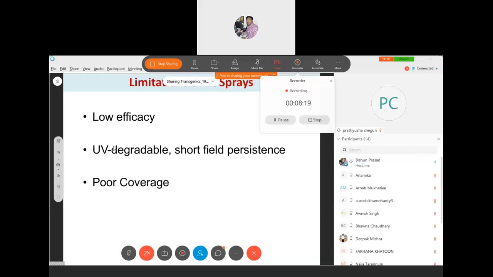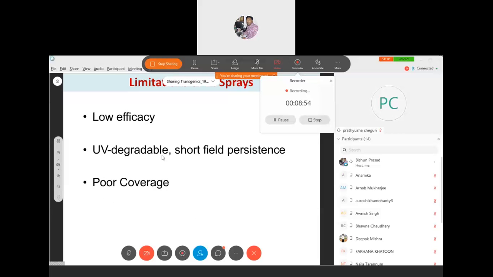Then another very important limitation is UV degradability and short field persistence. Whenever the sun emits UV light, when the UV light falls on this protein, it gets degraded, and it also has short field persistence. In the field condition, it will not last for more days, and it is a poor coverage. Spraying always has poor coverage, so you have to spend more time and more labor to get higher coverage. So these are the major limitations of Bt spraying.